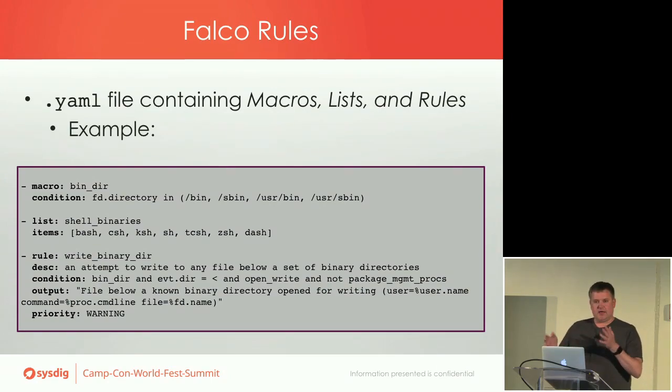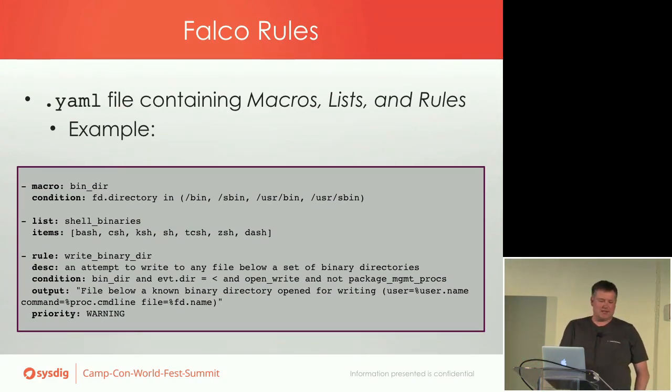Macros are just little snippets of filtering expression that you can use over and over just to give you some code savings. So for an example, you can have a macro binder, and it says, is the FD directory in one of these things? So then later in the file, you just say binder instead of repeating FD directory over and over and over.